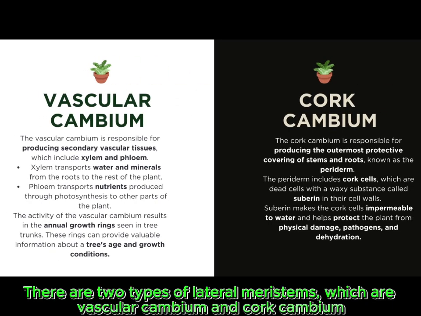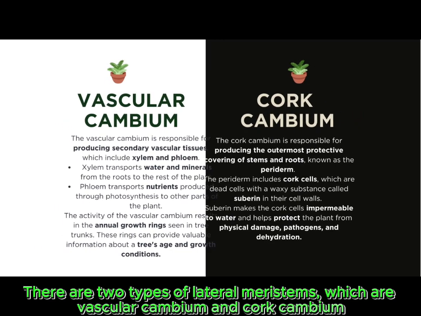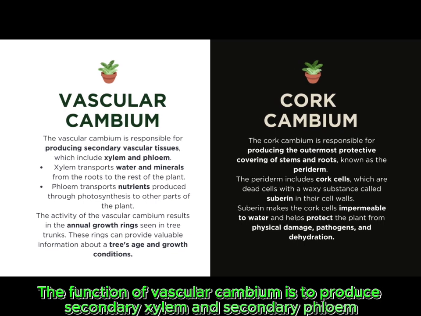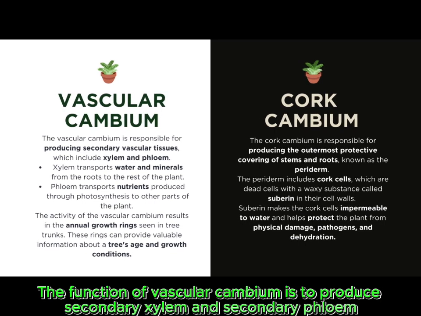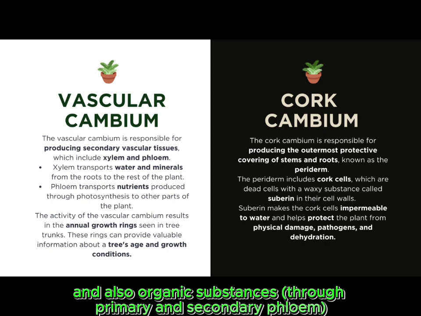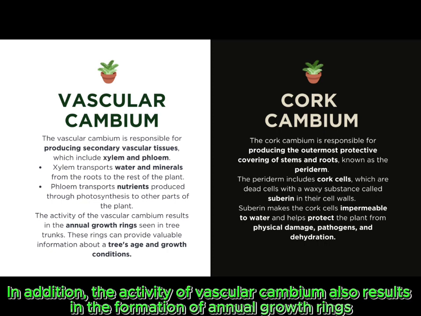There are two types of lateral meristems, which are vascular cambium and cork cambium. The function of vascular cambium is to produce secondary xylem and secondary phloem. As a result, the plant which undergoes secondary growth is able to transport more water and mineral, and also organic substances. In addition, the activity of vascular cambium also results in the formation of annual growth rings.